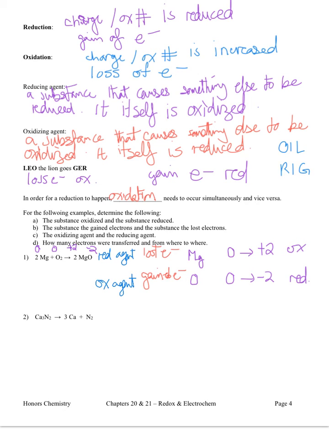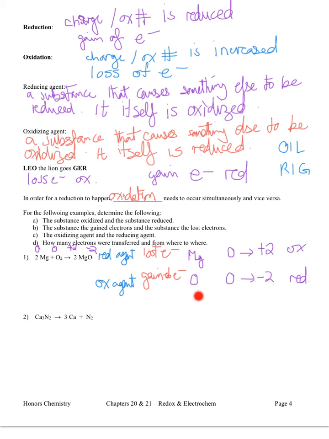All right, last question says, how many electrons were transferred and from where to where? So you can figure this out by looking at just one substance here. You could either look at the magnesium or the oxygen, you would still get the same answer. Let's look at magnesium first. Magnesium went from 0 to +2. That means it lost electrons. How many electrons did each magnesium lose? Well, if it went from 0 to +2, that means it lost 2 electrons. But there are 2 magnesiums in my reaction, so that's a total of 4 electrons lost.